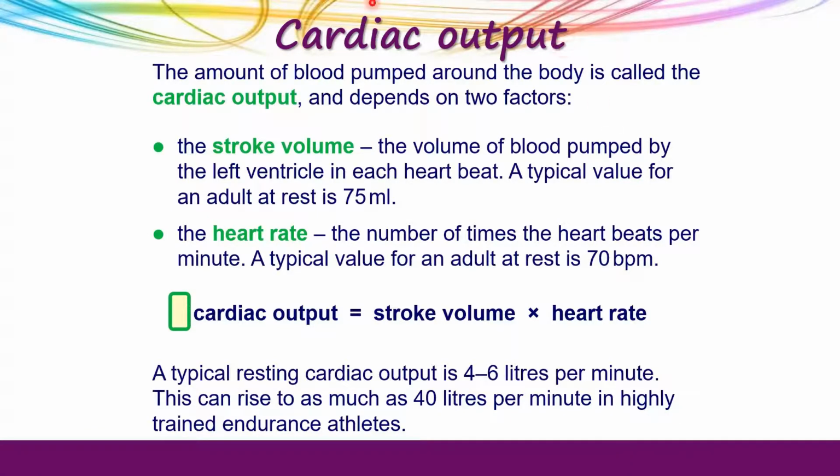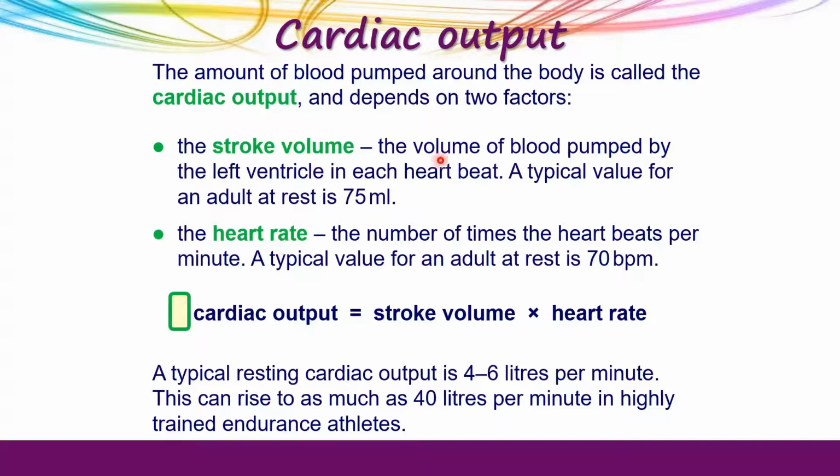So this is one thing that you need to know about. Sometimes you can get a question related to finding out the cardiac output. Cardiac output is the amount of blood pumped around the body, right? And it depends upon two factors. The amount of blood pumped around the body is known as cardiac output. It depends on two factors: one is the stroke volume, and the other is the heart rate.